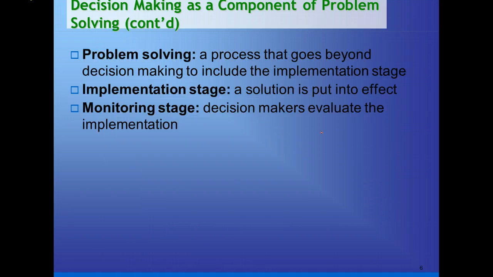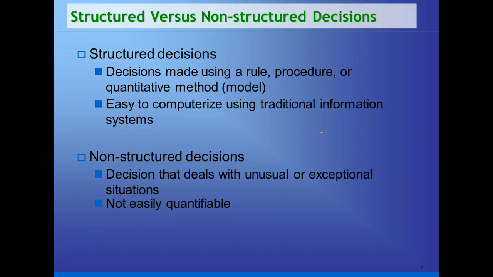So next we come to a further element of decision making. Decisions can be categorized into two kinds. The first is structured decisions. Structured decisions are decisions made using a rule, procedure, or quantitative method. So for example, in my warehouse, I have a rule to say that inventory should be ordered when inventory levels drop to 100 units or below.